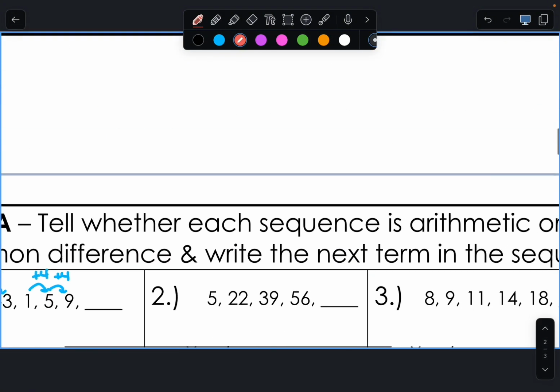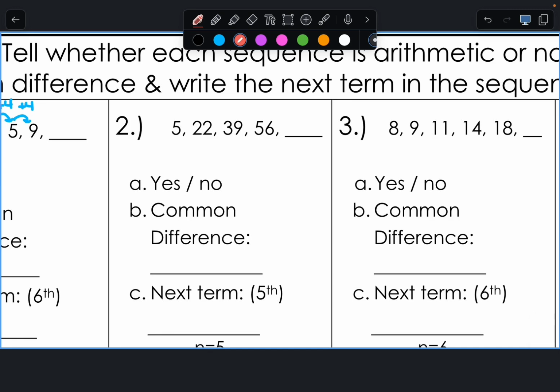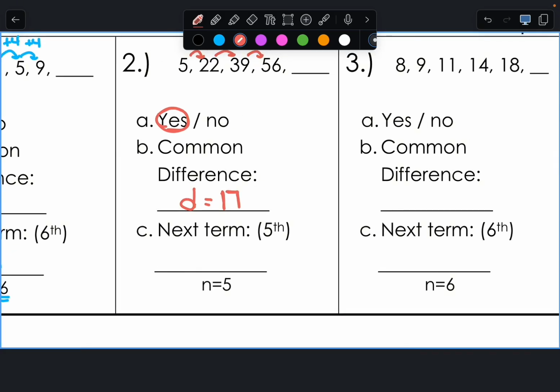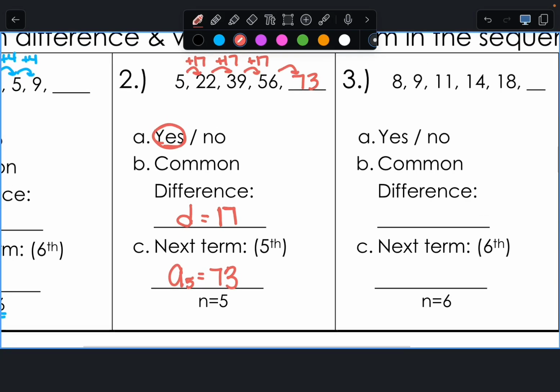So, number 2. Is this an arithmetic sequence? What do you add to get from 5 to 22? 17. Plus 17. To get from 22 to 39? And 39 to 56. Okay, so is this an arithmetic sequence? Yes. The common difference, my value of d, is d equals 17. Now, the next term, my 5th term, known as a sub 5, will be 73. If I add another 17, I get 73.